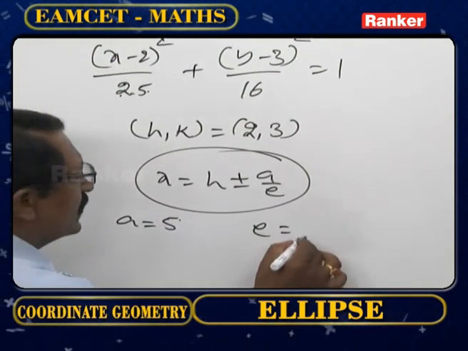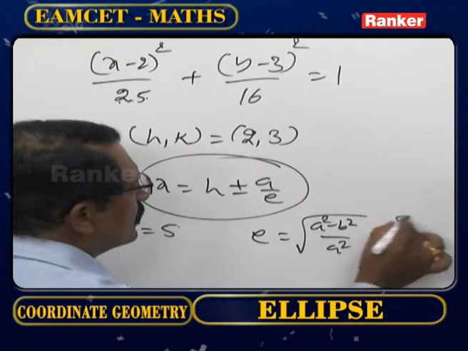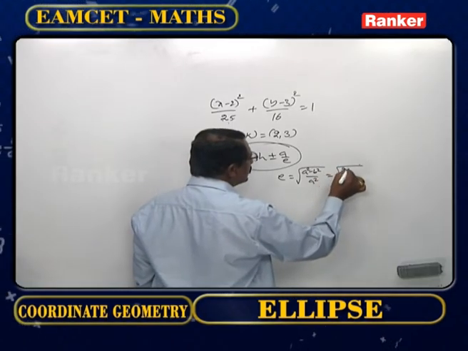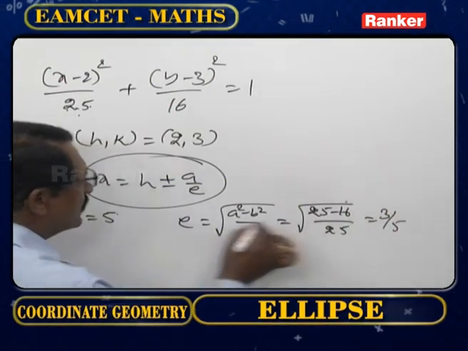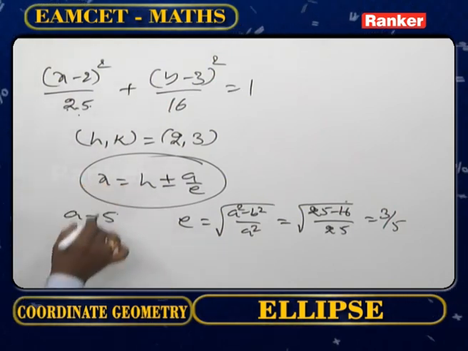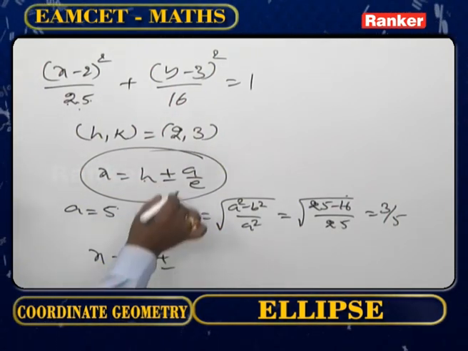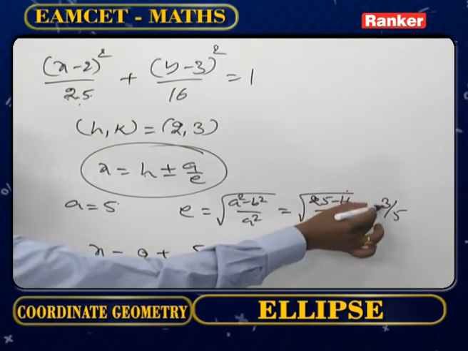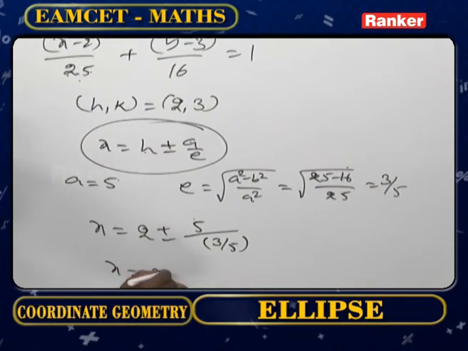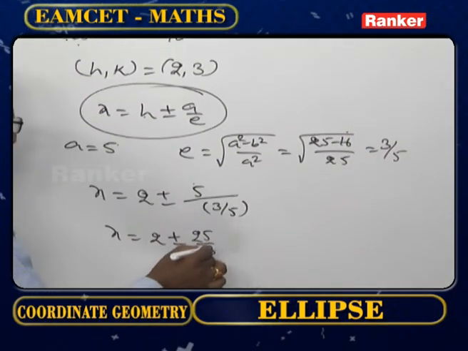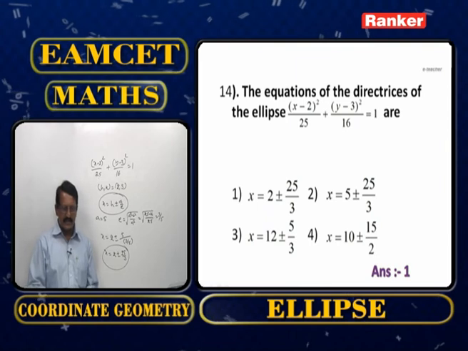Now the required e value: e equals the square root of (a square minus b square) by a square, that equals the square root of (25 minus 16) by 25, that equals 3 by 5. Now the required equations of the directrices: x equals h, which is 2, plus or minus a by e, 5 by 3 by 5. Now if 5 goes to the numerator, we get x equals 2 plus or minus 25 by 3. Now the first option is correct.